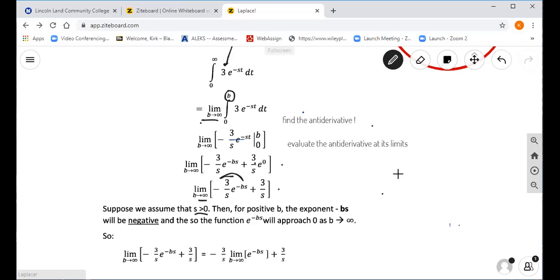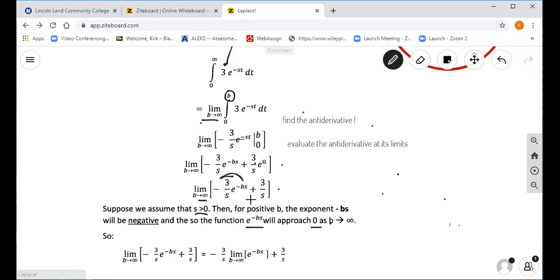And that negative exponent is going to essentially decrease without bound. And that means that this expression e to the minus bs, as b goes to infinity, is going to indeed approach 0 because of the properties of the e to the negative x function. So that piece will approach 0 as b goes to infinity, provided s is positive.